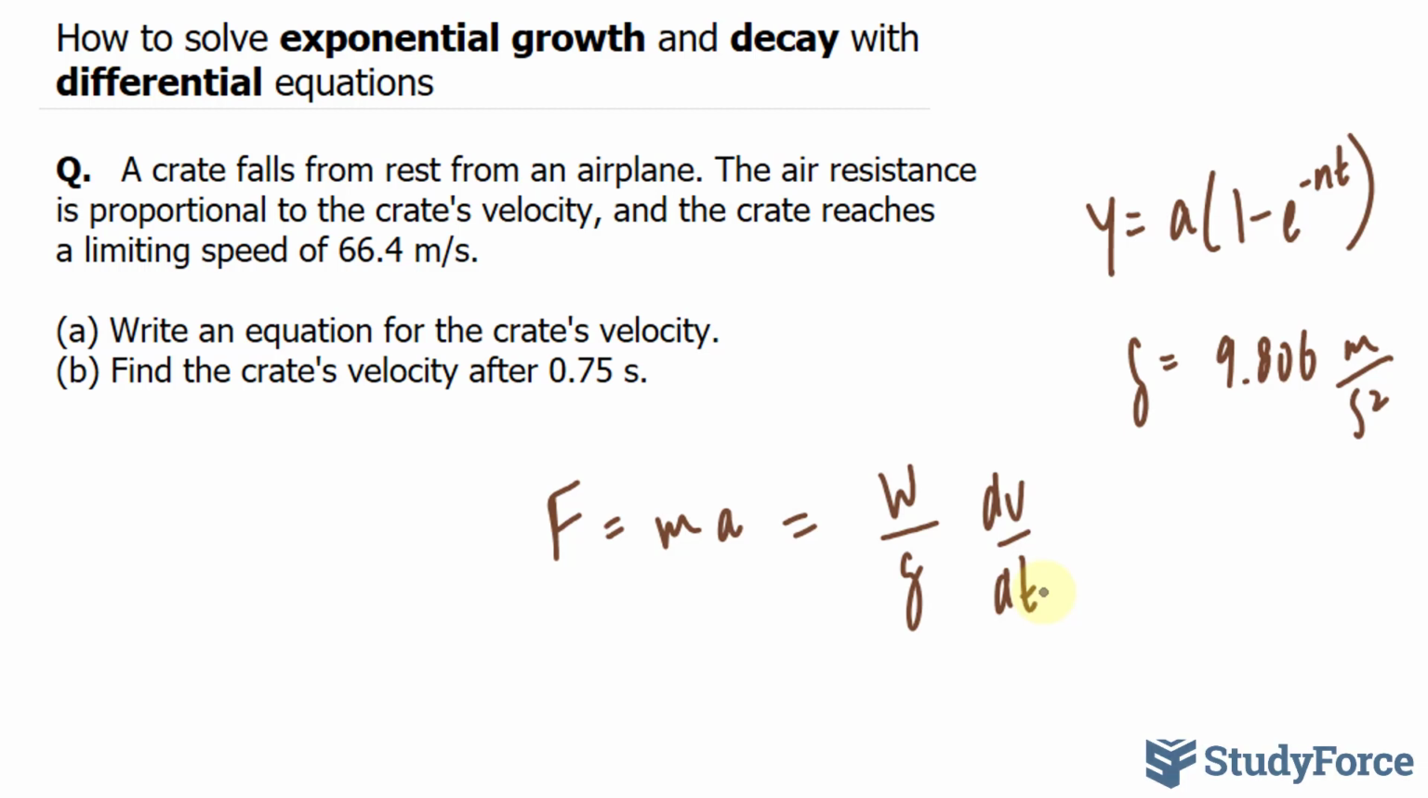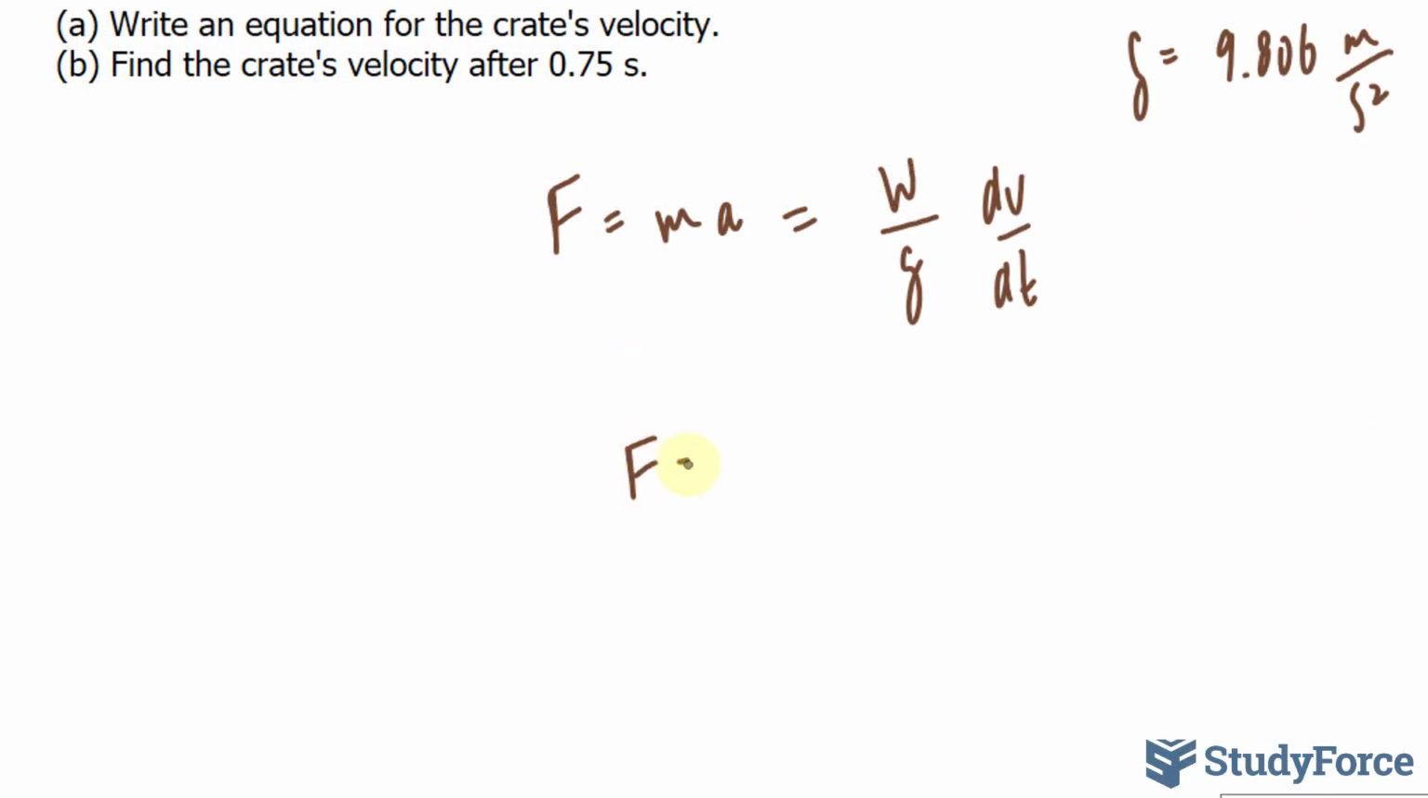Now, if we take the downward direction as positive, the resultant force F is equal to W minus kV, where k is a constant of proportionality. Let me show you what I mean. Force is equal to W minus kV. So V is our velocity, and subtracting kV from the weight gives you the force. This leads us to the equation W minus kV is equal to W over g dV over dt.